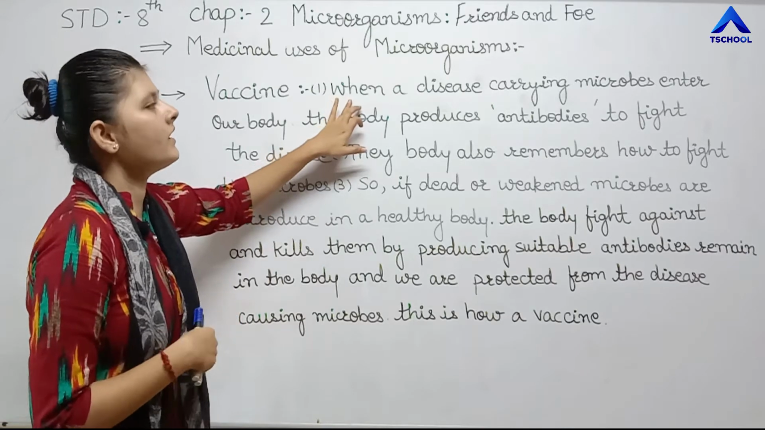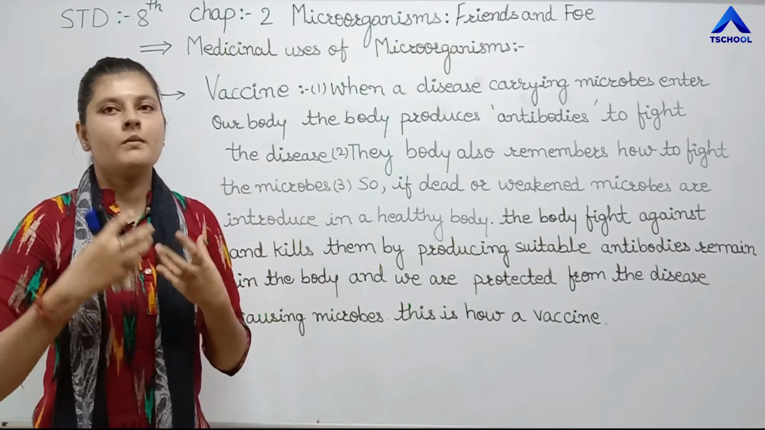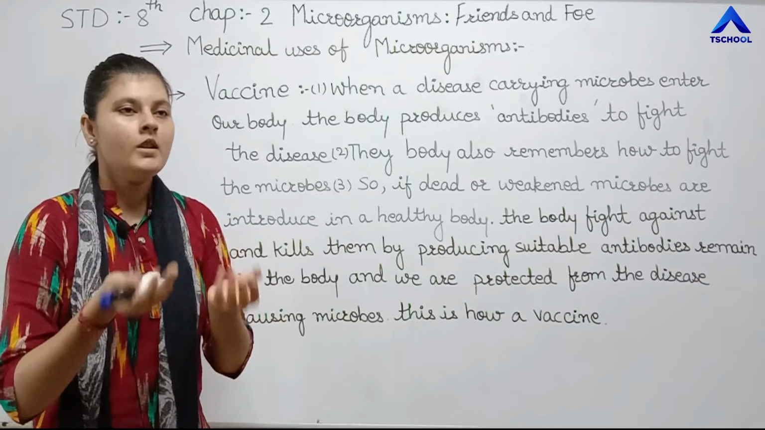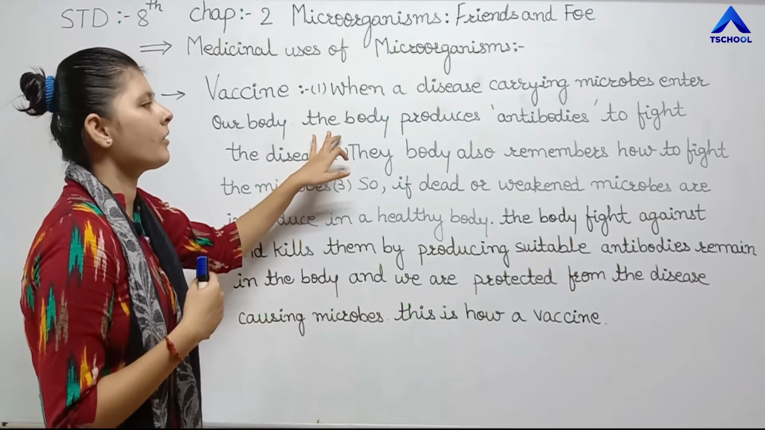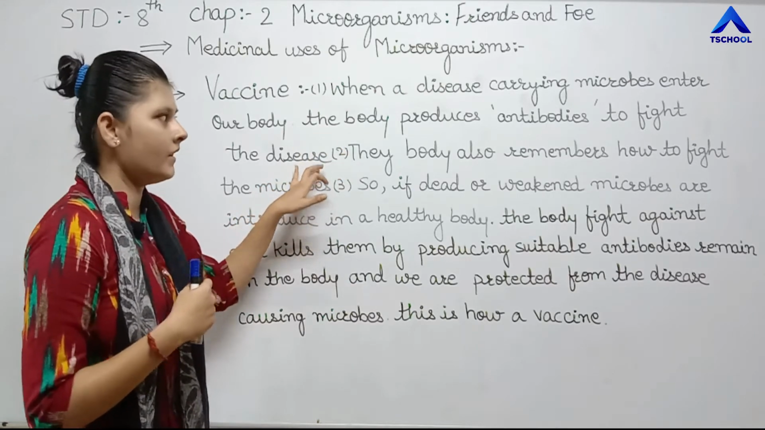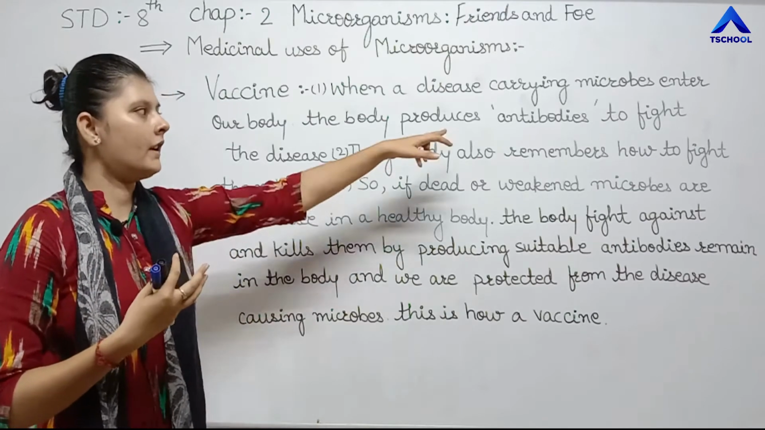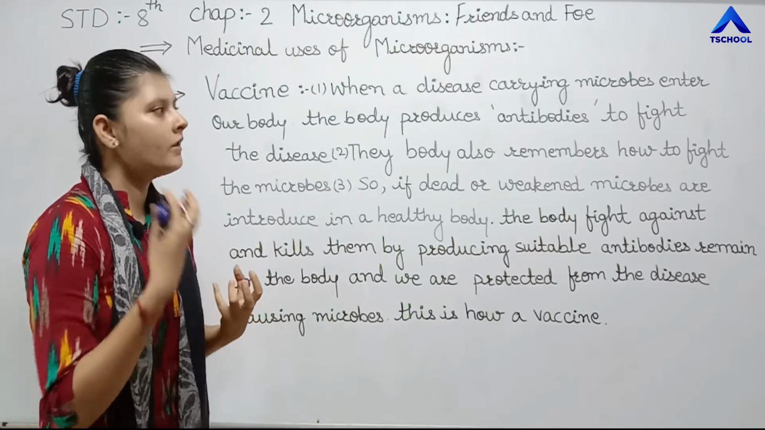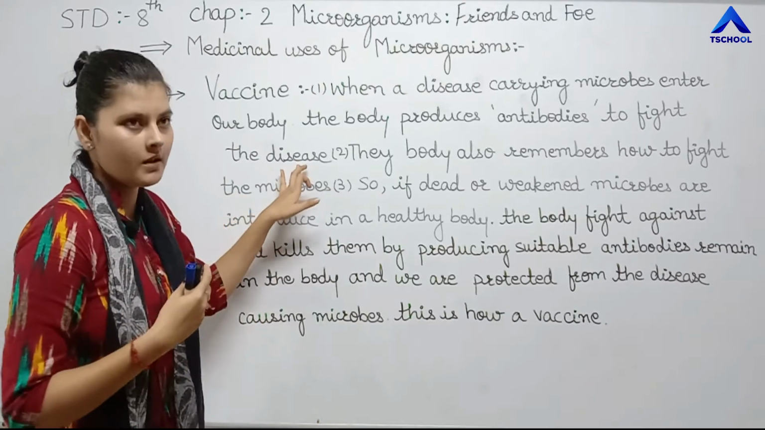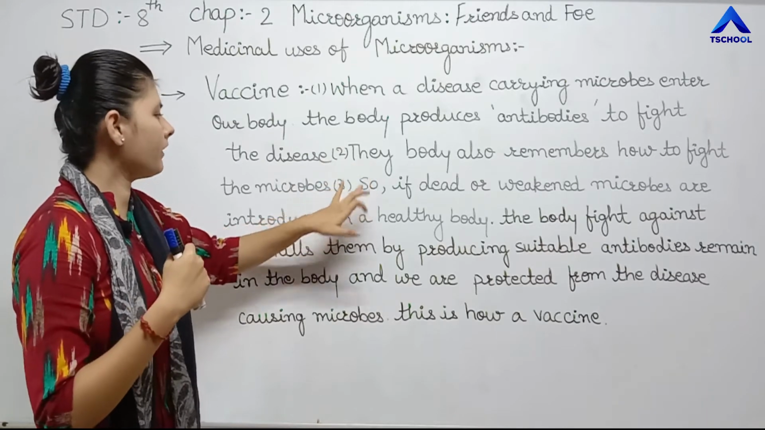So when a disease carrying microbes enter our body, मतलब कि जो microorganism है, जो disease causing microorganism है, जब हमारी बॉडी में एंटर होते हैं, the body produces antibodies to fight the disease. सो आपकी बॉडी या फिर हमारी बॉडी क्या प्रोड्यूस कर रही है? एंटीबॉडीज. So they are naturally producing antibodies to fight the disease, right? The body also remembers how to fight the microbes.